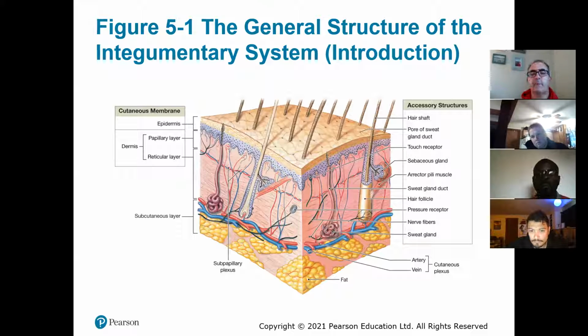So associated with each hair, I'm going to point to this follicle over here on the left, is a muscle, right? And here's the muscle on this one. The muscle is called the erector pili muscle. And when that muscle contracts, it makes the hair stand up.